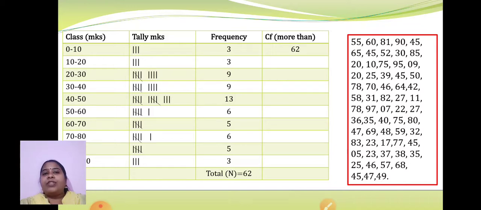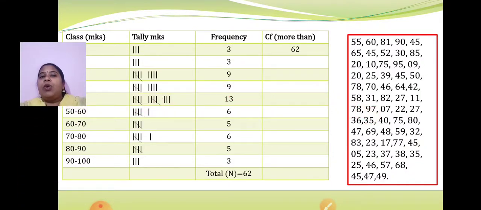Since the sum is very lengthy, I have already done a part of it. I just want you to understand how this CF column can be prepared and what questions can be asked based on the table. See, class intervals they have given us 0 to 10, 10 to 20, 20 to 30 and so on. The highest number in this is 97, so I have taken it till 90 to 100. Then I hope you know the tally marks and frequency.